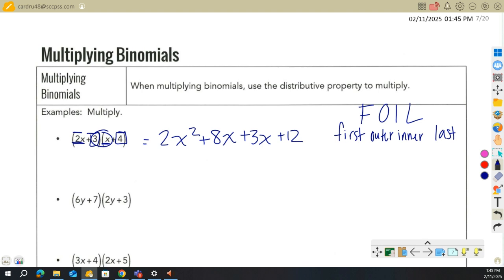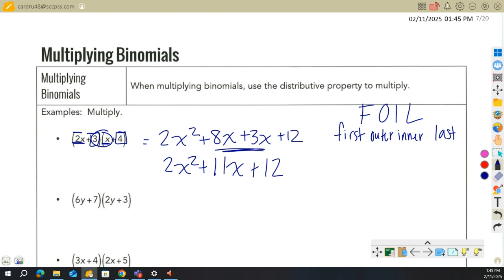And then I need to make sure I don't have any like terms. So I have 2x squared, and then 8x plus 3x. Those are like terms, and then plus 12. So this would be 2x squared plus 11x plus 12. So that's FOIL. You can also just straight up use the distributive property.